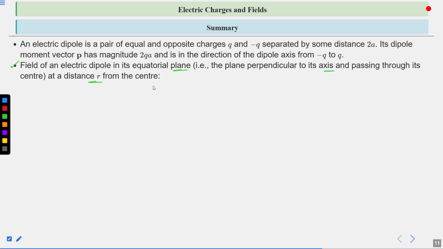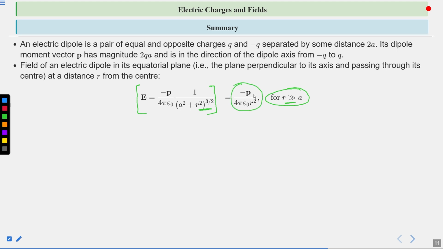So what is the formula of the electric field if we talk about the equatorial plane? That is E is equal to minus P divided by 4 pi epsilon naught into 1 divided by (a square plus r square) whole power 3 by 2. Yes or no? So there is a condition, or we can say a special case. When r is greater than a, in that case the electric field is minus P divided by 4 pi epsilon naught r cube.